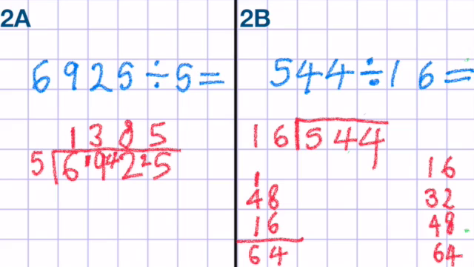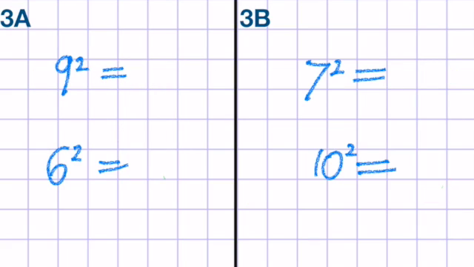16 goes into 5 0 times, and then we've got, carry the 5 across, we've got 54. So 16 goes into 54, 16, 32, it's going to be 48, so that's 3 times. And then from 48 to 54, we have a remainder of 6. So the 6 goes here, and then 16 goes into 64 4 times. So it's 34.